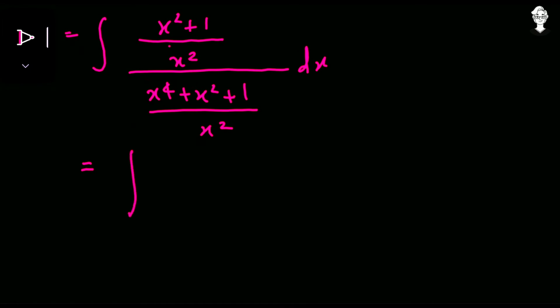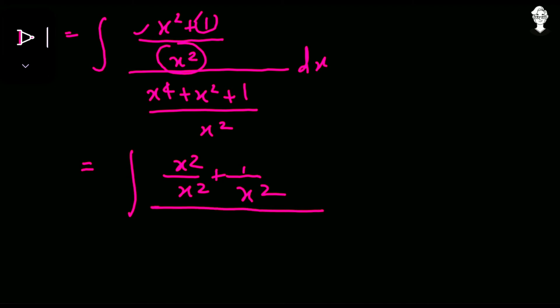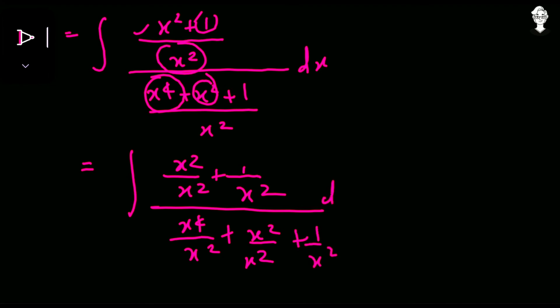So this x square will go with this x square, so x square upon x square. Now it will go with this 1, so 1 upon x square. Now here x to the power 4 upon x square, it is going with each and every term. Here x square upon x square, the middle one, now it will go with 1 upon x square, and dx over here. Now let us see what is the next step.